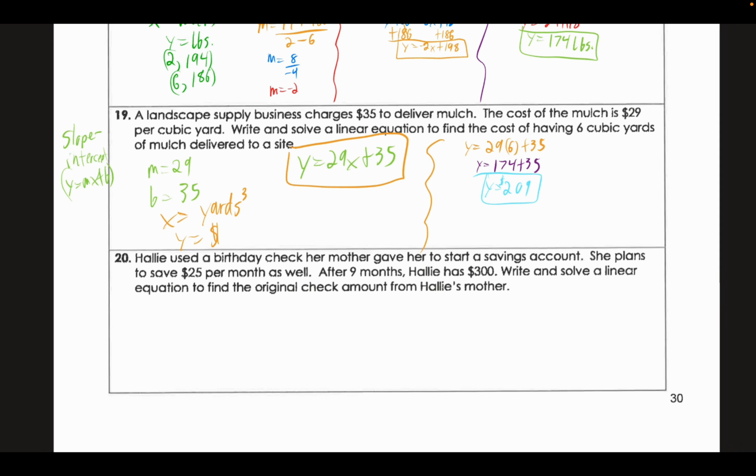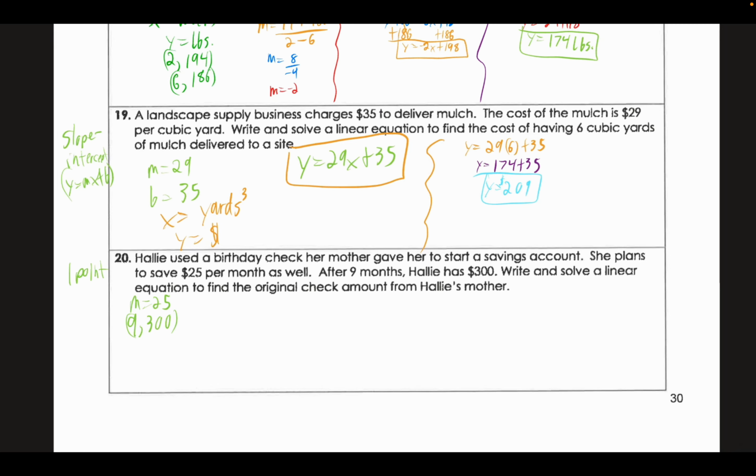On to our last problem. The process of elimination tells us that this one's going to be a 1 point. Let's find out. Haley used a birthday check her mother gave her to start a savings account. She plans to save $25 per month as well. So that looks like an m of 25. Take note of that. And after 9 months, Haley has $300. Well, there's our ordered pair, 9, 300. So this is, in fact, a 1 point problem.